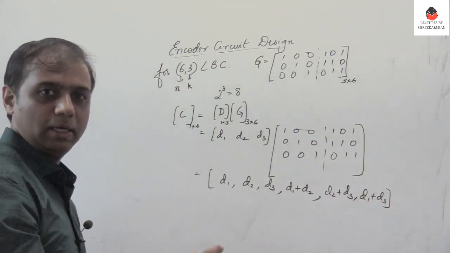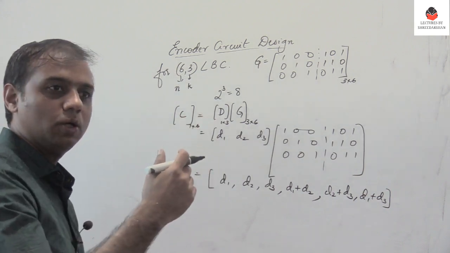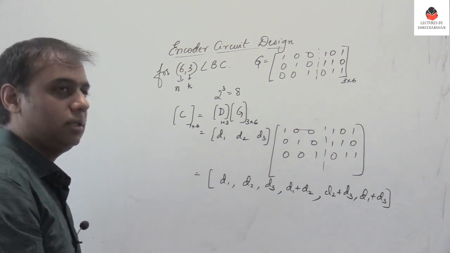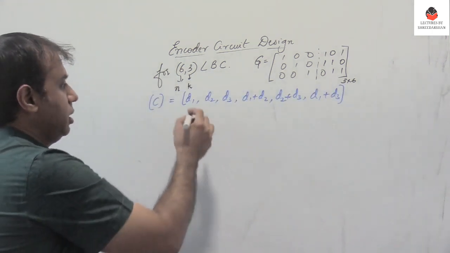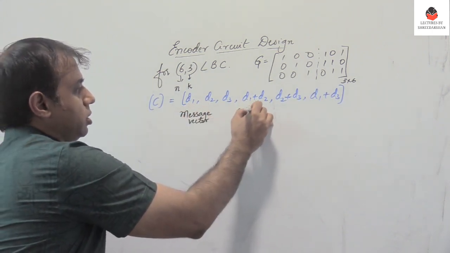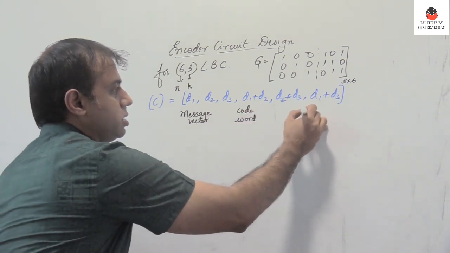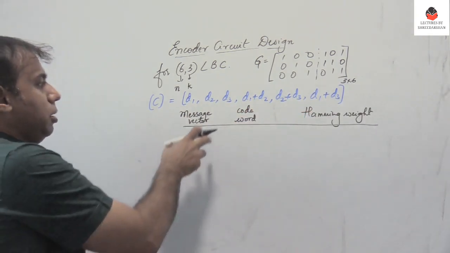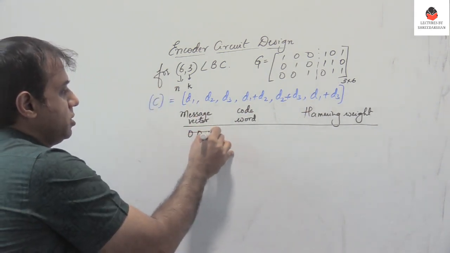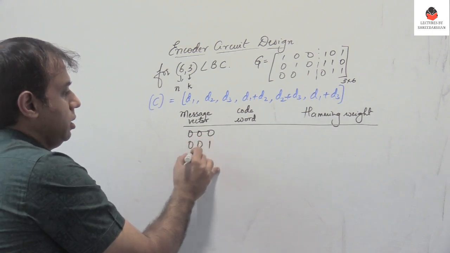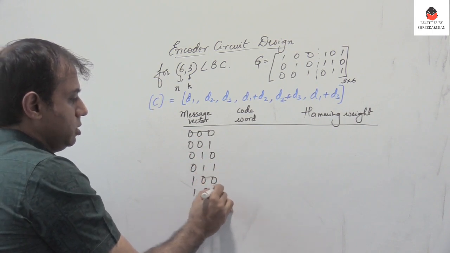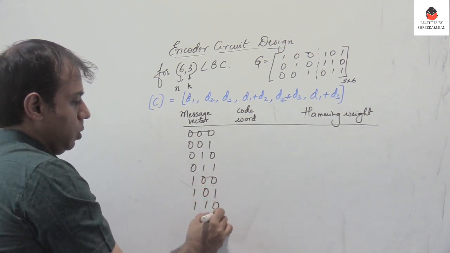Before we design the encoder circuit, we have to get all the code vectors. So let us generate all the code vectors before we design the encoder circuit. Let me create a table. You have the message vector, then the code vector or code word, and then let's also find the Hamming weight. How many message vectors are there? There are 8, 2 power 3. Starting from 0 0 0, 0 0 1, 0 1 0, 0 1 1, 1 0 0, 1 0 1, 1 1 0, 1 1 1.